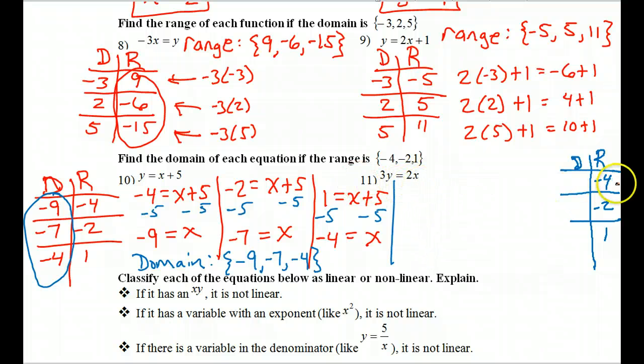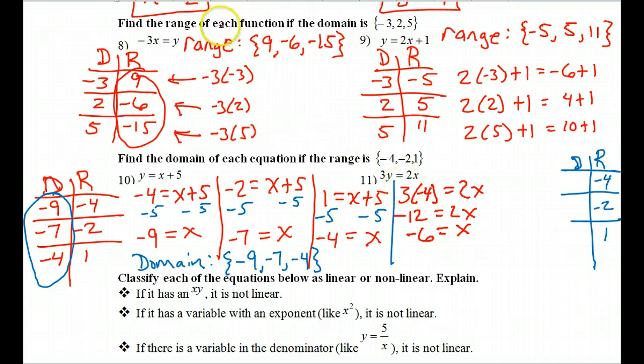And so we're supposed to plug that in for y and see what x is. So let's start with -4. If I do 3 times -4 equals 2x, see what's going to happen. So that's going to be -12 is equal to 2x. If I divide by 2 on both sides, that's going to give me x equals -6.